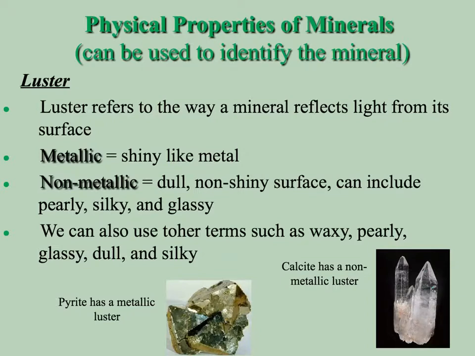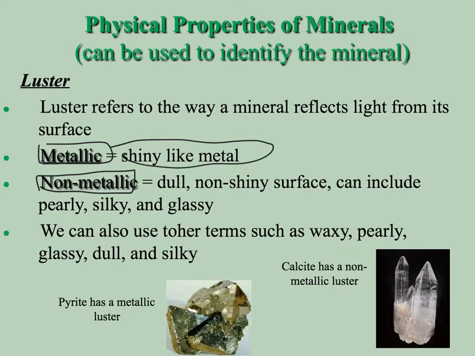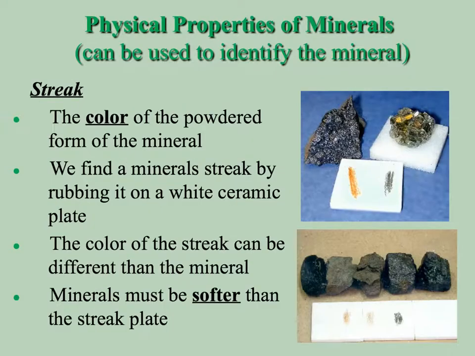So there's a couple different ways we describe luster. We break it into two categories, metallic and non-metallic. So you do need to write these down. Metallic: shiny like a metal. And then within non-metallic, there's a couple classifications: dull, a non-shiny surface, pearly, silky, and glassy. There are also terms such as waxy. These are all terms you might want to write down to help you when we identify our own minerals. So luster is not so much the color, but how it reflects the light, so keep that in mind.